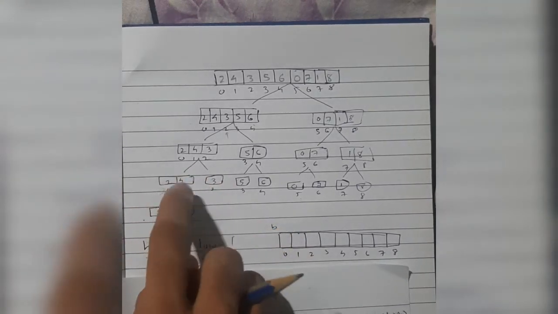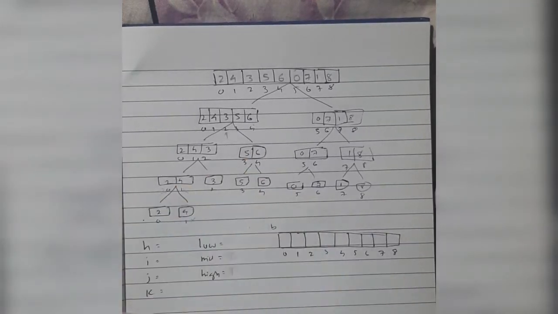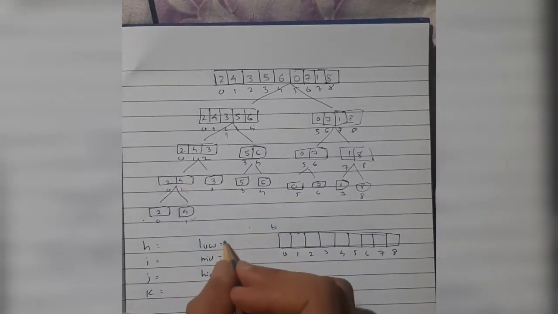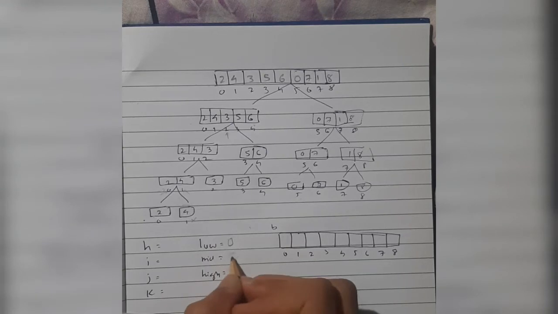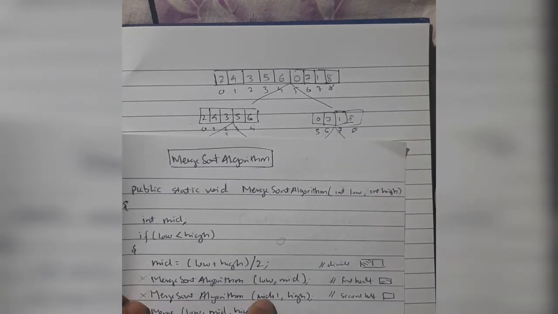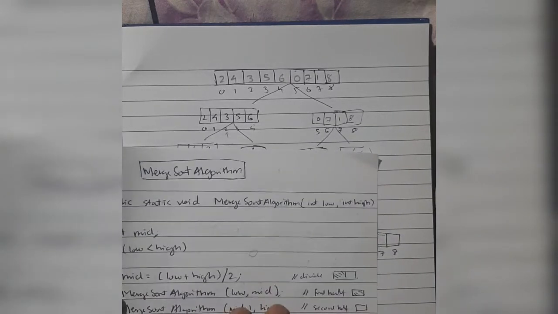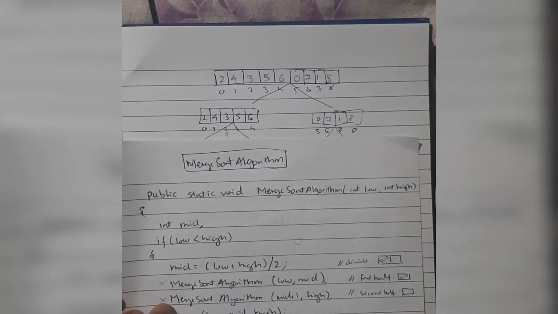Okay. While we were in this one, what were the low and high values? Low was 0, high was 1, and mid was 0. At this point, we had done with this. Then we had calculated this one, and this one was passed, mid plus 1 and high, which is 1 and 1. This didn't make any change to our code. So this line of code is also done.